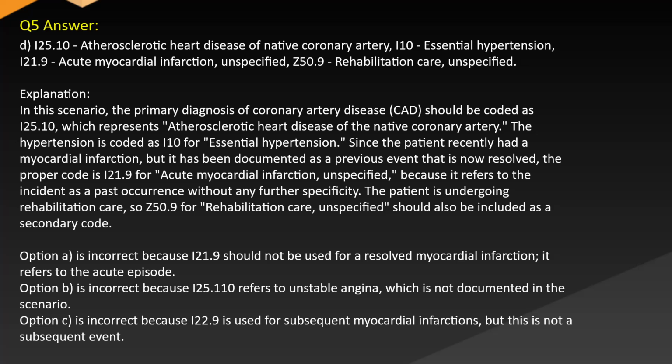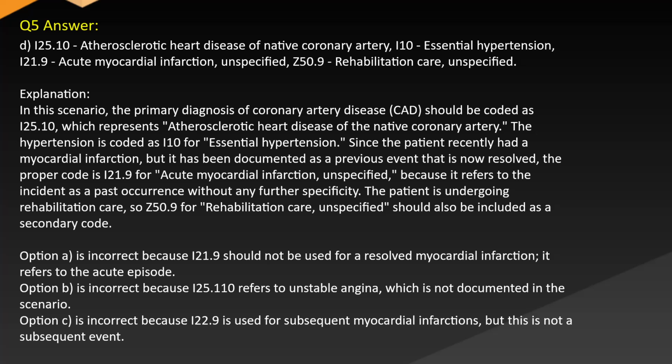Z51.89, rehabilitation care unspecified. Explanation: in this scenario, the primary diagnosis of coronary artery disease, CAD, should be coded as I25.10, which represents atherosclerotic heart disease of the native coronary artery. The hypertension is coded as I10, essential hypertension. Since the patient recently had a myocardial infarction, but it has been documented as a previous event that is now resolved, the proper code is I21.9, acute myocardial infarction unspecified, because it refers to the incident as a past occurrence without any further specificity.